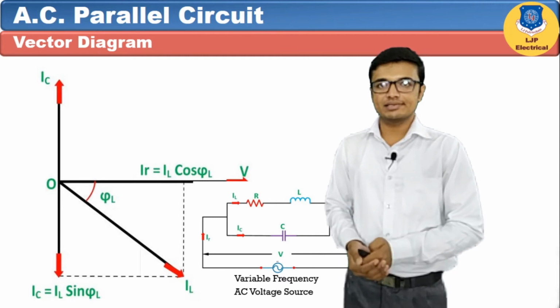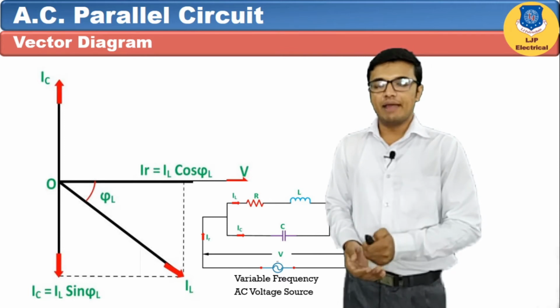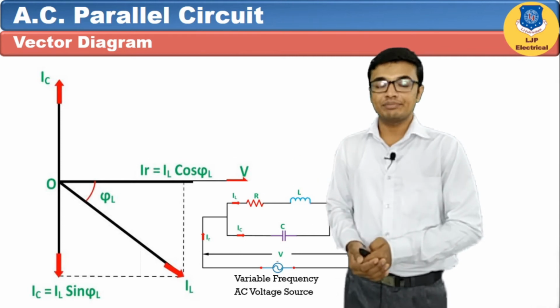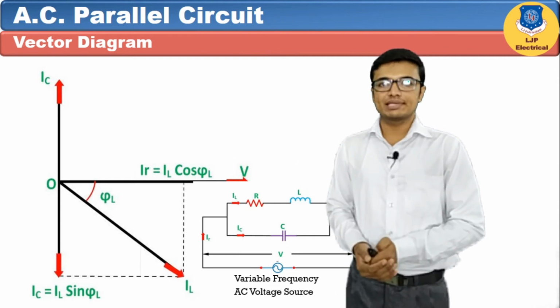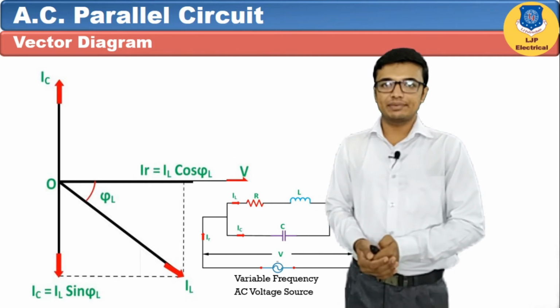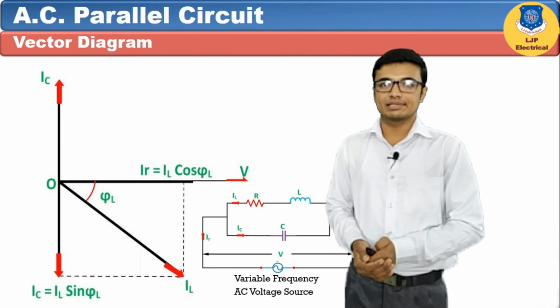So net susceptance is capacitive. And if we increase the frequency, the value of capacitive susceptance will increase linearly. At the same time, the value of inductive susceptance will decrease. So at some frequency, the value of inductive susceptance will become equal to the value of capacitive susceptance. That frequency is called the resonance frequency.